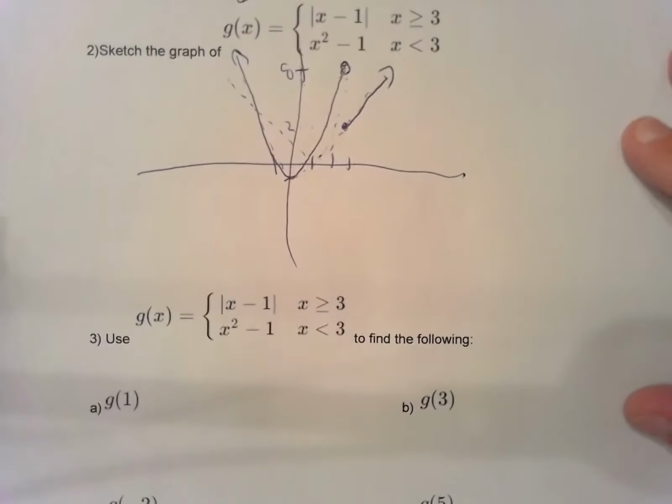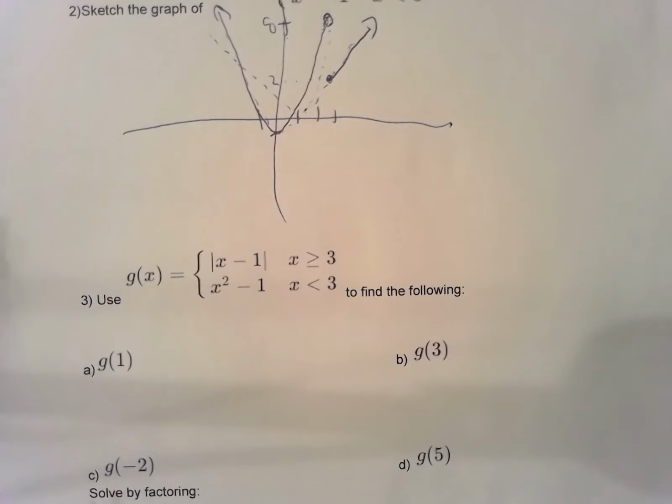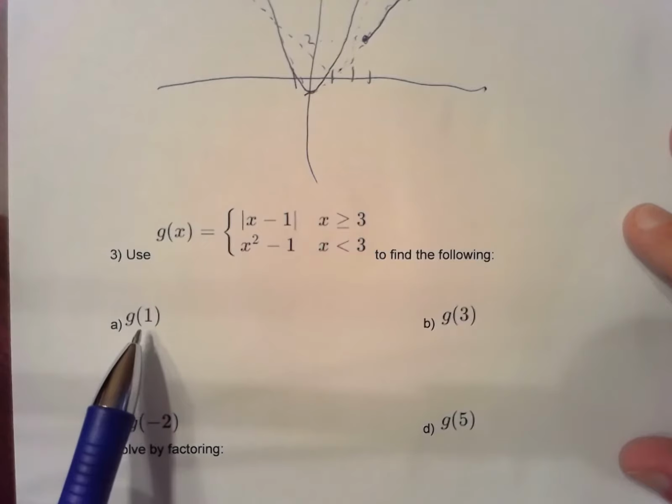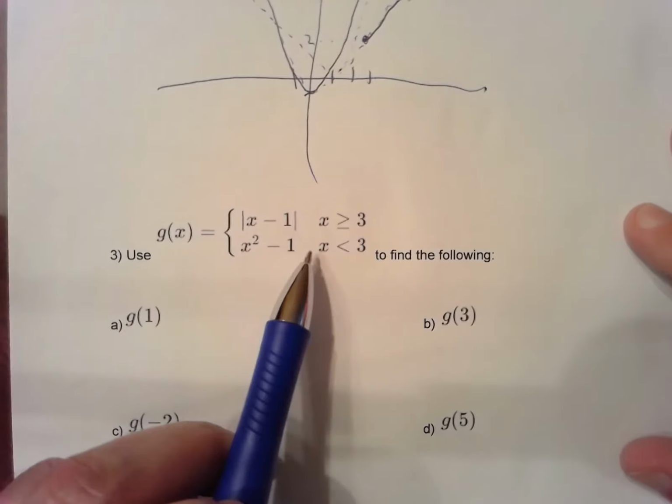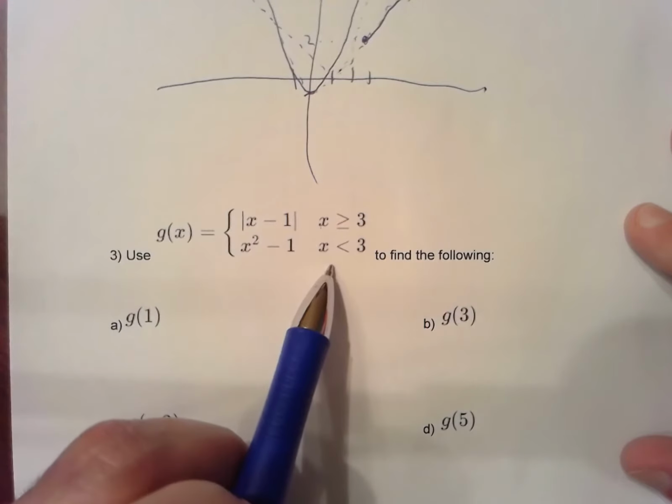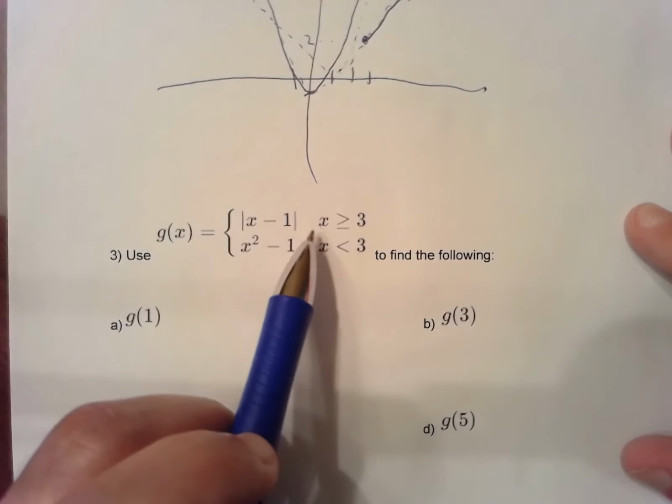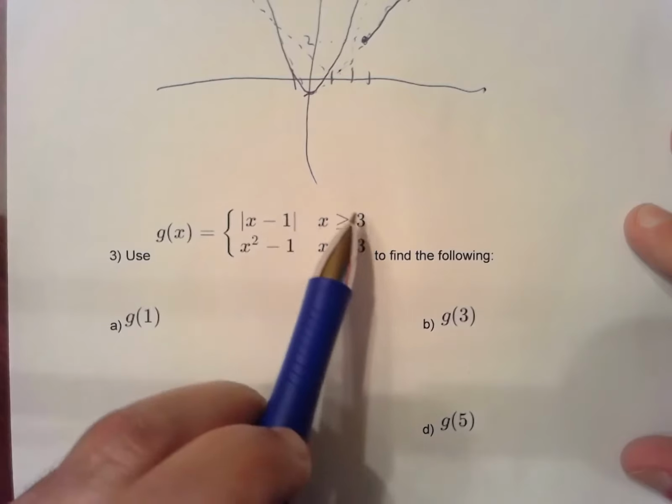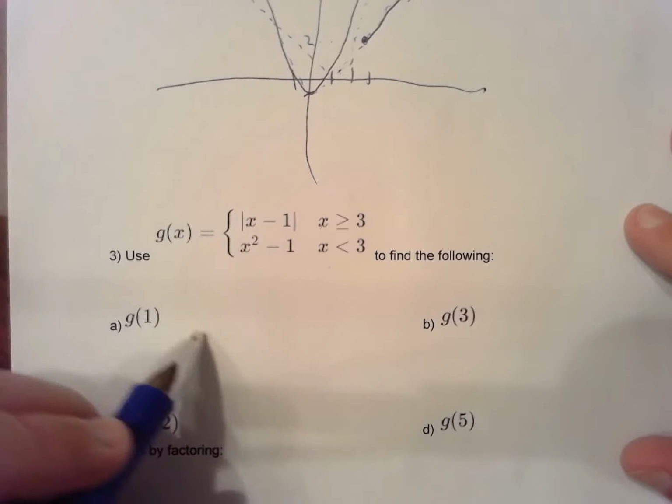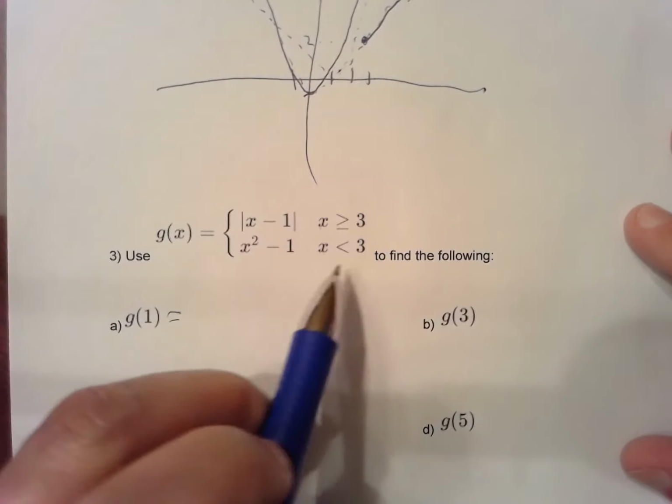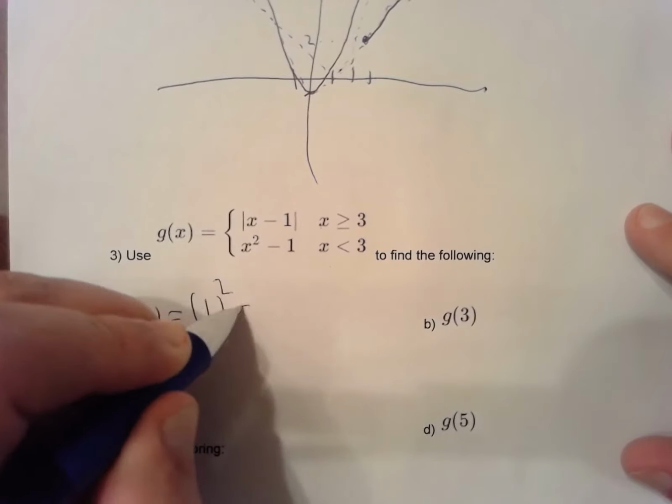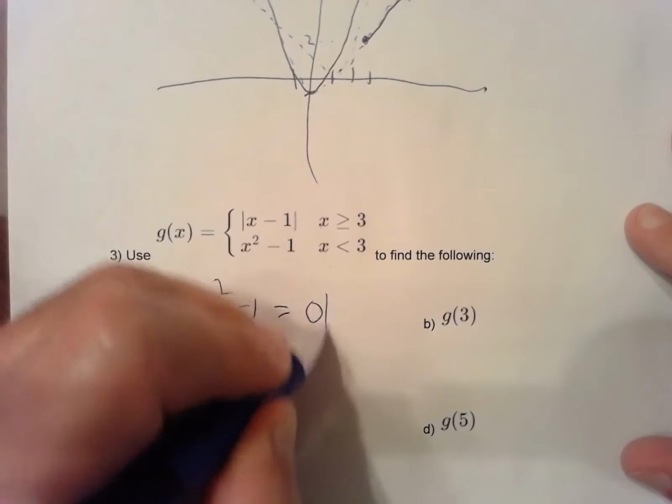Okay, let's use this same function here and make sure we know how to evaluate piecewise defined functions. G of 1 means plug in x equals 1. We have to figure out which formula lets us use 1. This top formula we use for x is 3 and bigger. The bottom when x is less than 3. So g of 1, 1's less than 3, I would use the bottom formula. 1 squared minus 1, I think that's 0.